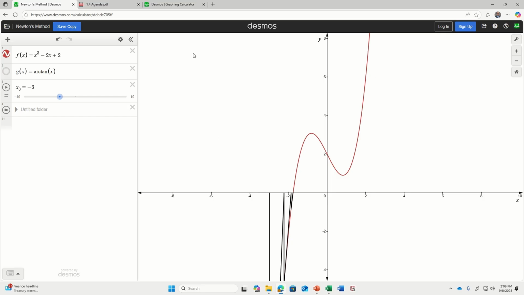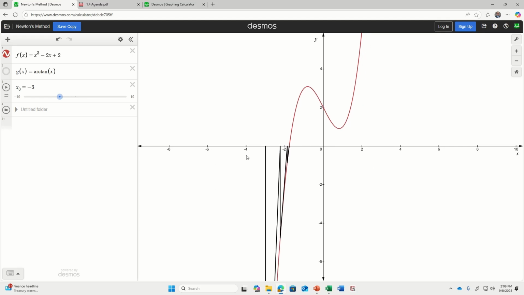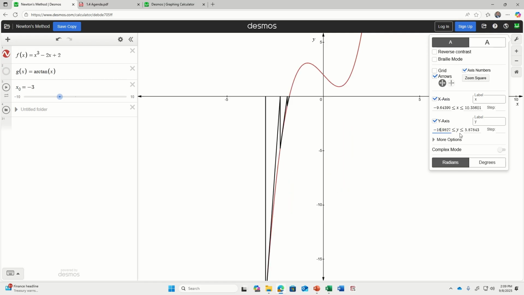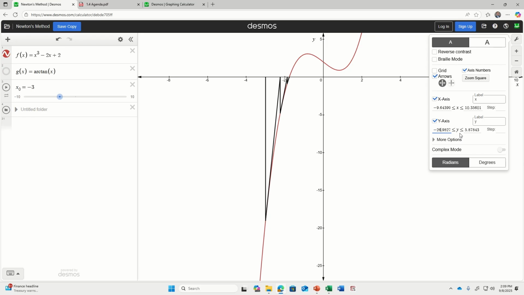In red, you guys can see the function x cubed minus 2x plus 2. And that is clearly the 0 of the function we're trying to find. This is the geometric picture of what we're doing when we do Newton's method. Let me scrunch it up a little bit. I don't like how tall it is. I want it to be scrunchier. Make that like -16. Maybe even more, -26.